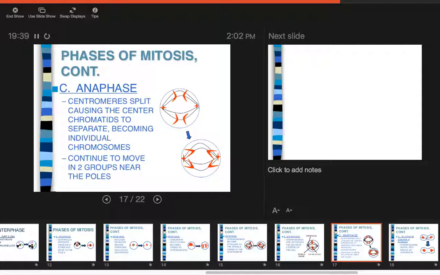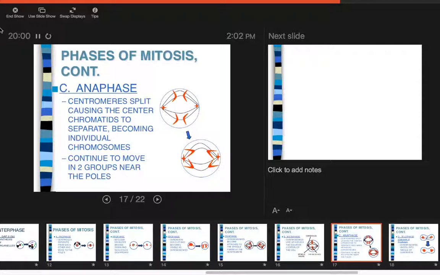So as they go away from each other, again, we're setting the stage so that each new cell formed has a perfect copy of DNA inside the new nucleus. Okay, that's what it's all about. That's why we do all these stages. So we get the right DNA in the right spot.